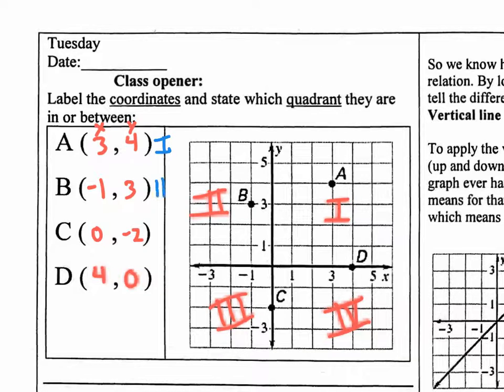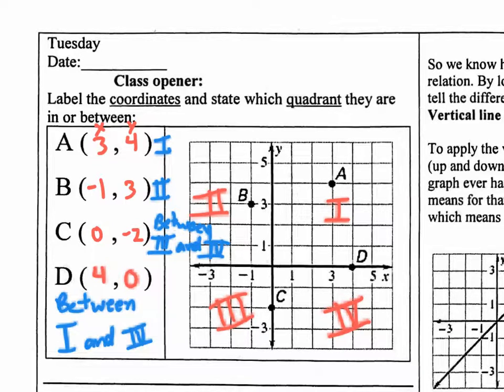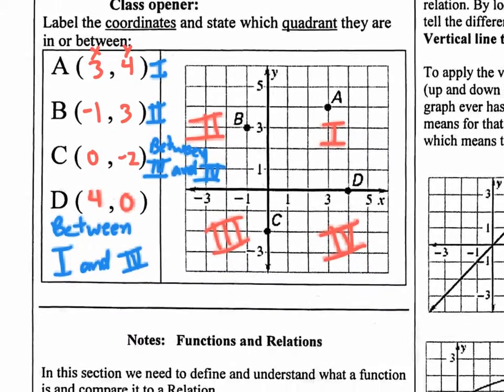Point B is in quadrant 2. Point C is between quadrants 3 and 4. Okay. And point D is between 1 and 4. That was the class opener. Let's move on to today's notes.